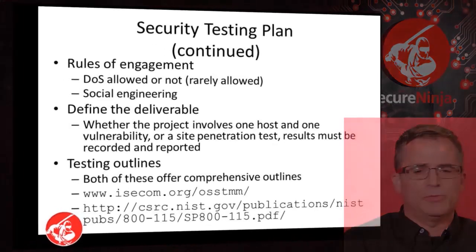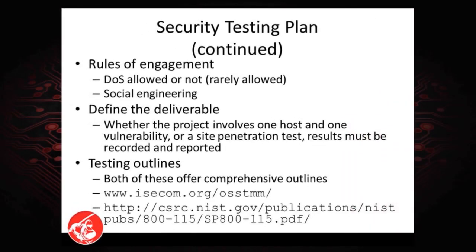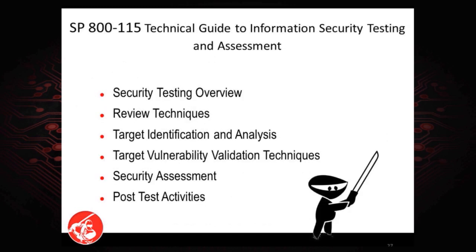Define the deliverable. What's it involve? One host, one vulnerability, a site penetration test. Results must be recorded and reported. This is normal security testing plans, testing outlines. We already told you about the OSSTMM, the Open Source Security Testing Methodology Manual. We also have from NIST, the National Institute of Standards, a special publication, 800-115, which is actually the guide to assessments for security testing. So you might want to check both of those guides out.